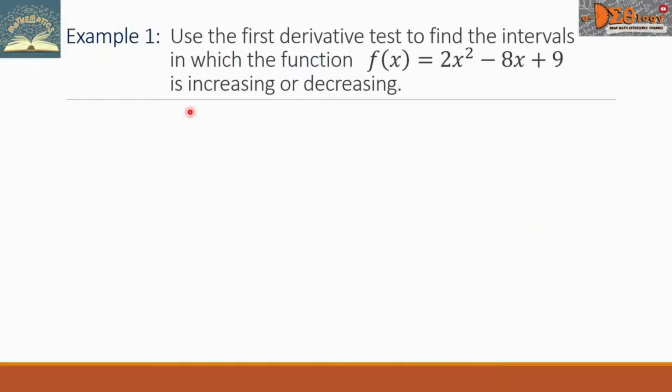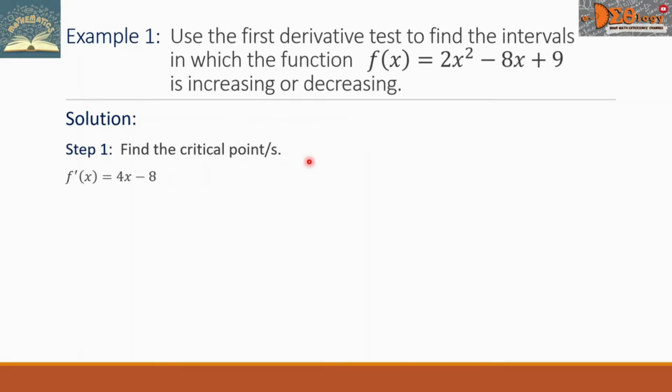Example 1. Use the first derivative test to find the intervals in which the function f of x equals 2x squared minus 8x plus 9 is increasing or decreasing. In here, we're going to follow 3 steps. Step 1, let us find the critical points.